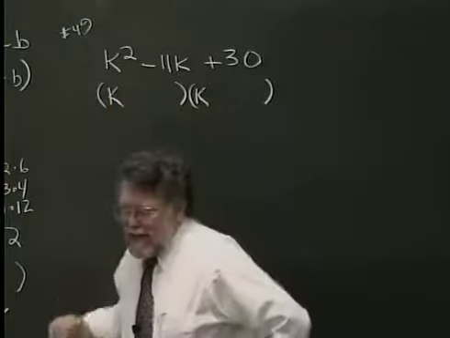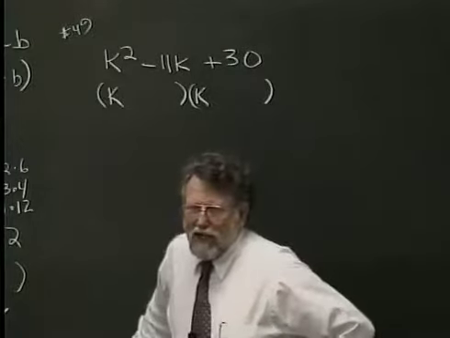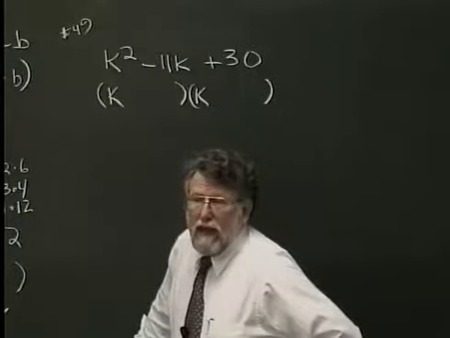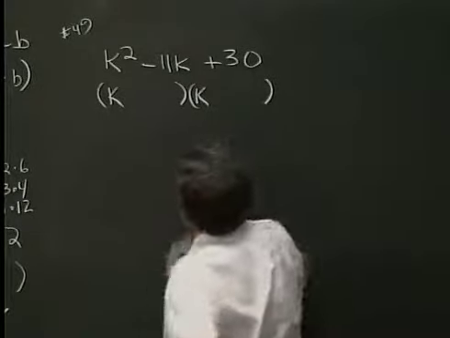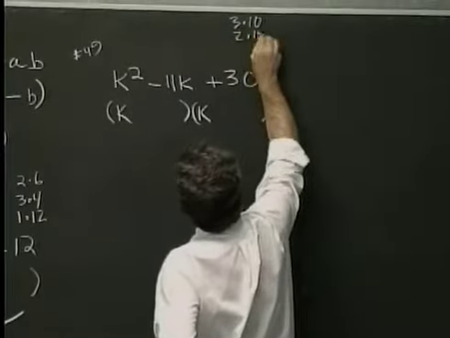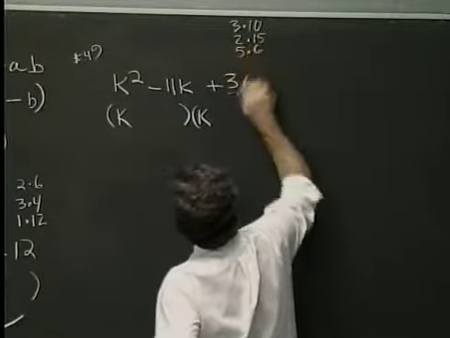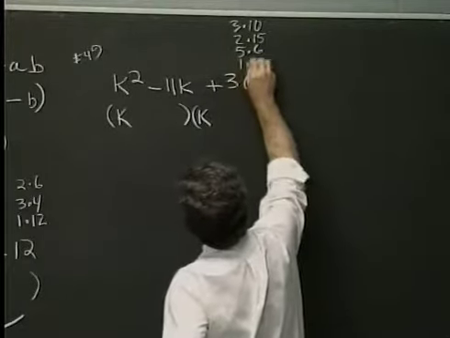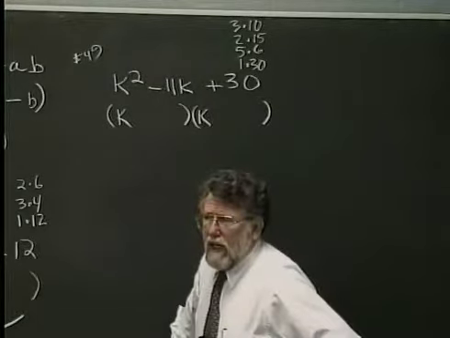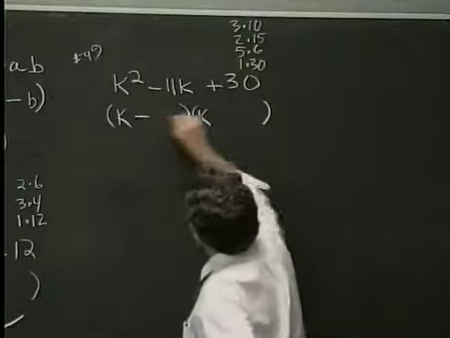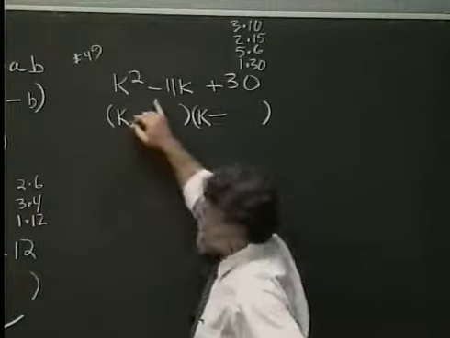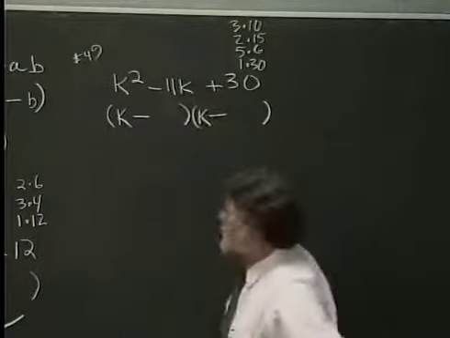Now, as long as we have k squared or x squared, the problem's a lot easier. We're going to complicate it soon enough. Now, what are the things that can be multiplied together to get 30? Well, you can say 3 and 10, 2 and 15, 5 and 6, 1 and 30. Have I left anything out? So I'm interested in putting a negative here and negative here for the same reason we did in the last problem, because the middle term is negative, the last term is positive.